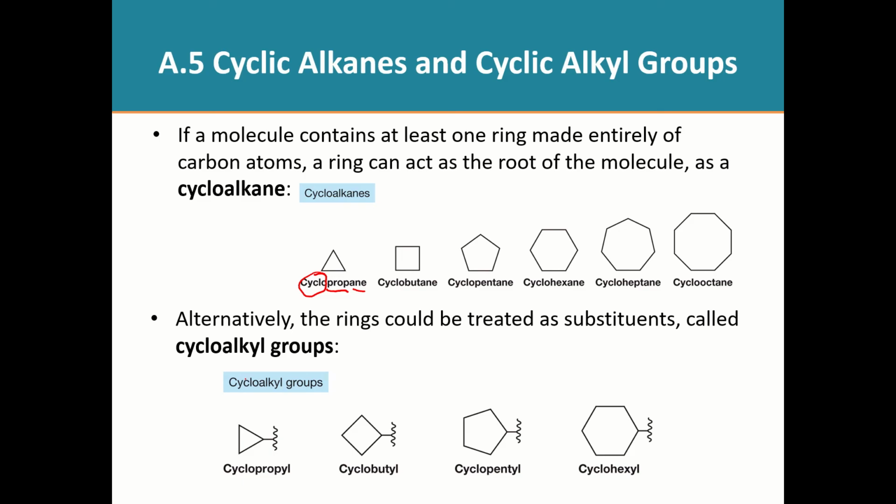Now, rings can also be substituents. And when they're substituents, you do the same thing that we've done before. So you see with cyclopropane, we take the ane and replace it with the yl. So if the cyclopropane ring is a substituent, so let's say something like this, we can see that is the substituent, and so that would hence be called cyclopropyl.